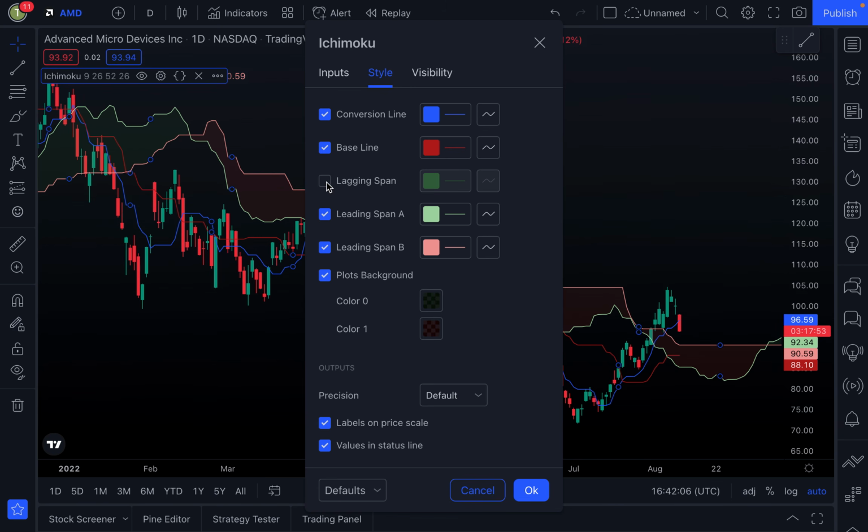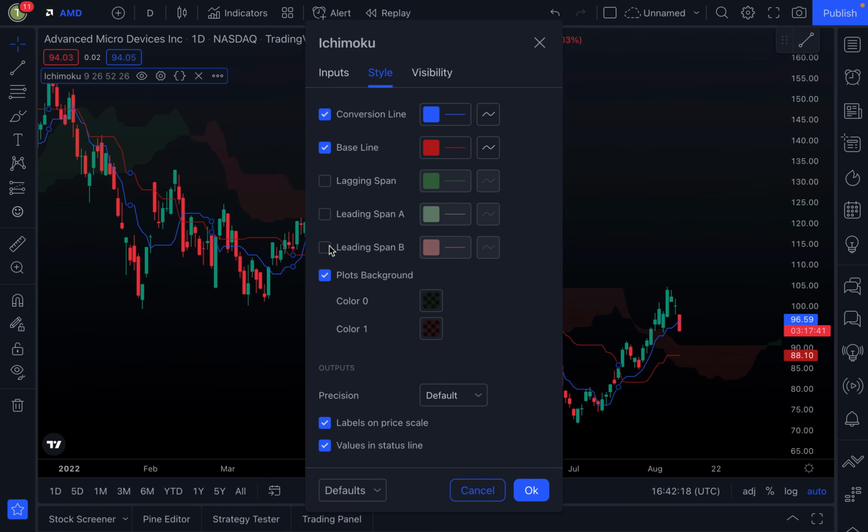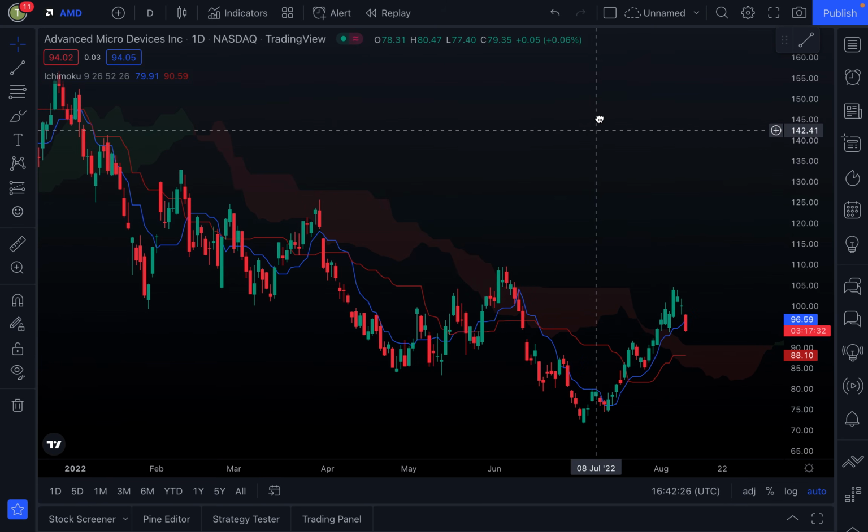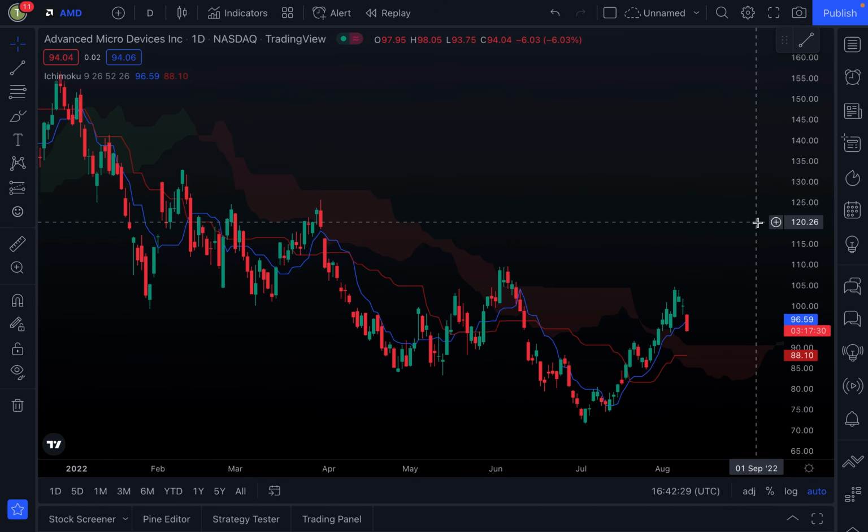We really don't need this. And then we're also going to remove the leading span A and the leading span B. Again, these are the actual lines that form the Ichimoku Cloud here. So we actually don't need these lines either. So go ahead and remove both of these, and then everything else should be fine. Let's click on OK. So now, as you can see, it is a little bit better to look at and not as overwhelming.